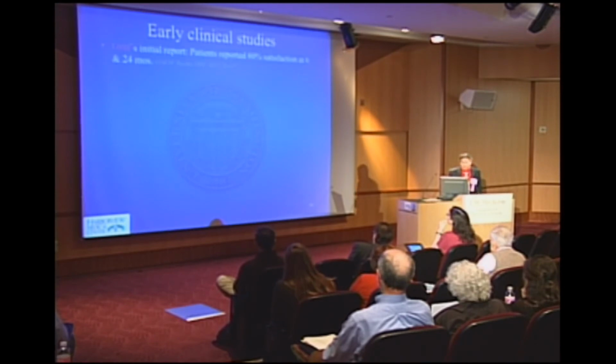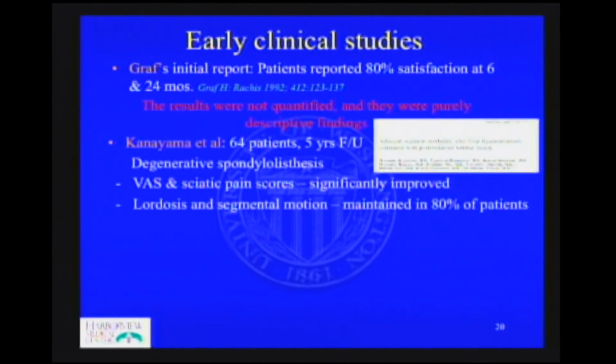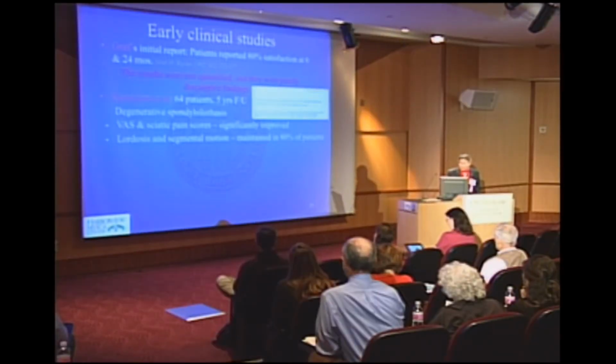In the early clinical trials, Graf initially reported that 80% of the patient population had satisfaction at 6 and 24 months, but this was criticized because all these results were not quantified, and they were purely descriptive findings. And Kanayama published data of 5 years follow-up with 64 patients with degenerative spondylolisthesis, and the VAS and the sciatica pain score were followed, which showed significant improvement, but the lordosis and the segmental motion were maintained in 80% of the patients.